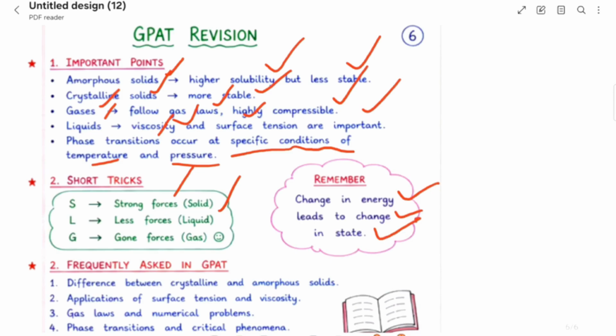So the frequently asked questions we can expect are the difference between crystalline and amorphous solids, applications of surface tension and viscosity concepts, then gas laws and numerical problems, then phase transition and critical phenomena.